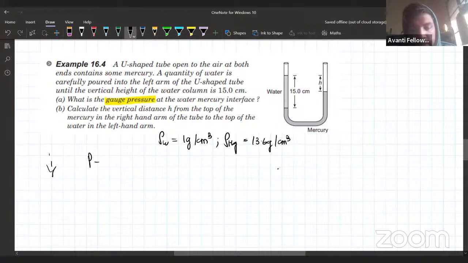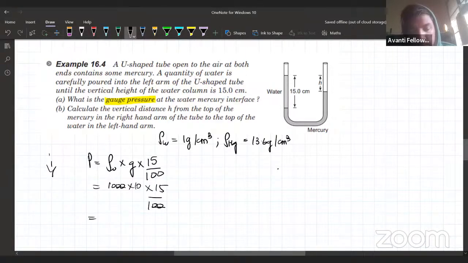Gauge pressure, let's say P, is equal to rho of water into g into height. That height is 15 centimeter, just converted into meters, divided by 100. So this will give us 1000 into 10. Let me take the value of g as 10. Divided by 100, two zeros will get cancelled out. So 1.5 into 10 to the power 3. Hopefully this is clear. Gauge pressure, and this will be in Pascal. So hopefully the first part is clear.